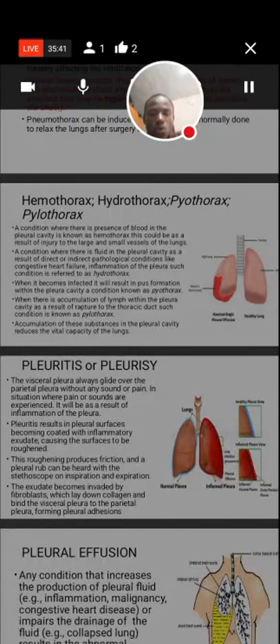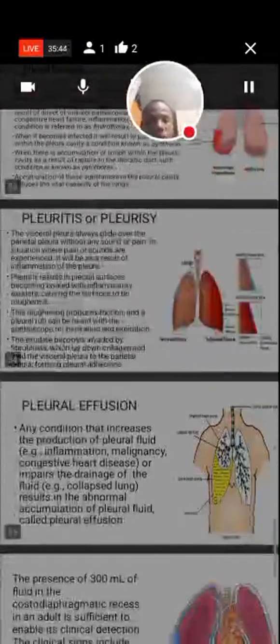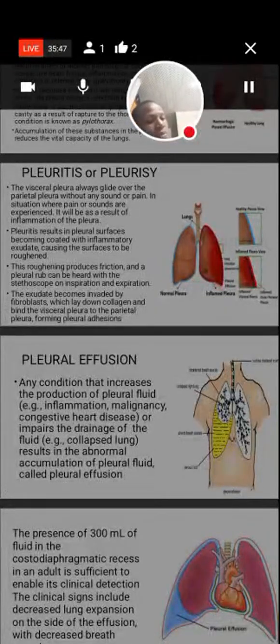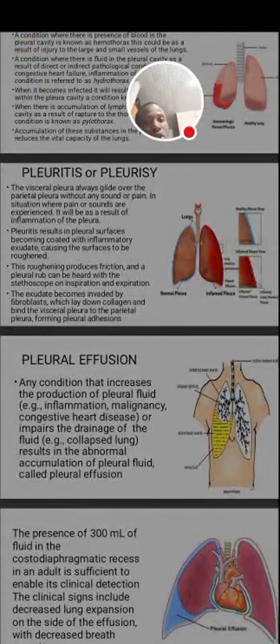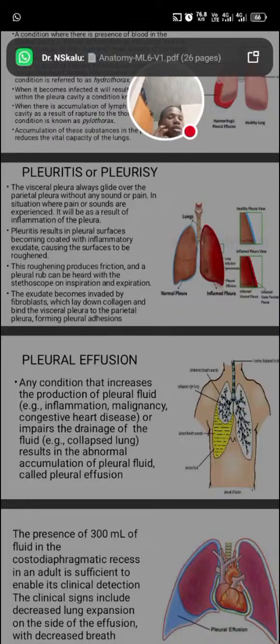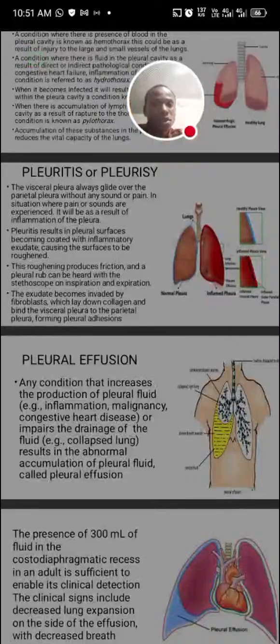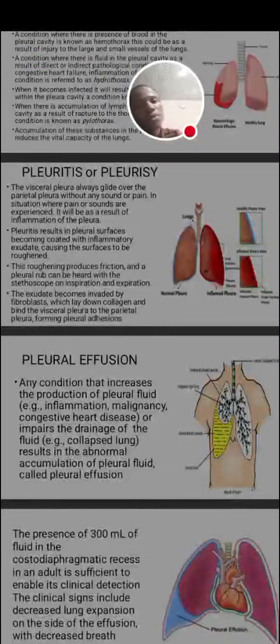Okay, so we move on. We are still extracting information. Pyothorax, we already know. Pneumothorax. Pneumothorax has three types: the closed, the open, or the sucking, and then there is tension.